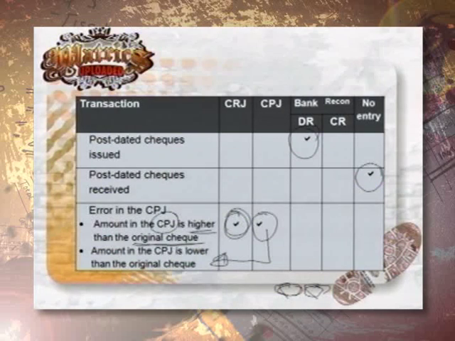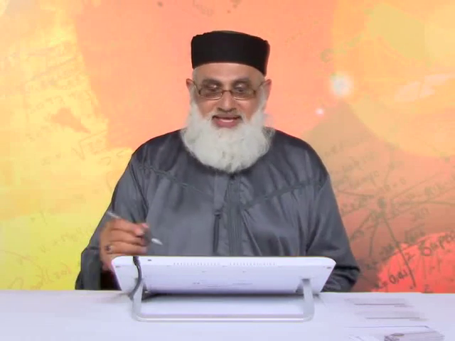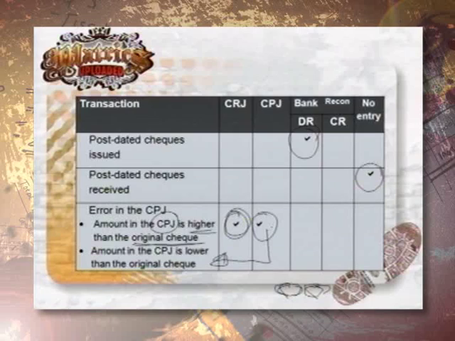Got that? Okay, and the second one is the amount in your cash payments journal is lower than the original check. That means the amount is too small. The error in your cash payments journal is too small. What are we going to do? We now make an entry with the difference. Where? In my cash payments journal. Got that? Brilliant.